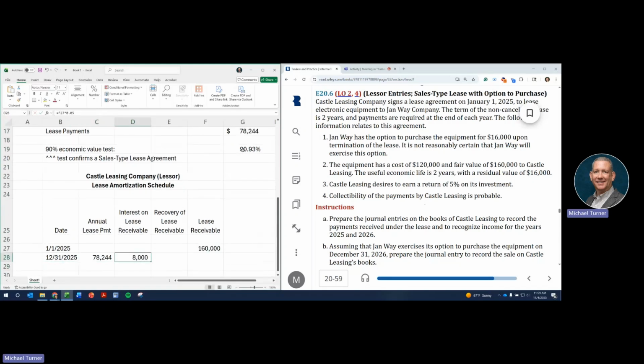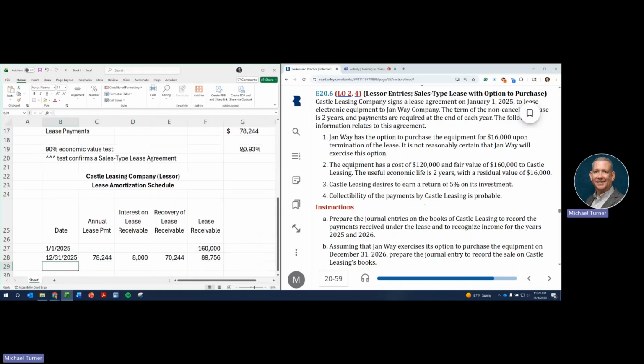And so that's $8,000. Then the recovery of the lease receivable will be the difference between the payment and what was allocated to interest. And so $78,244 minus the $8,000 that's allocated to the interest on the lease leaves us with $70,244, which is the reduction of the lease receivable. So lease receivable was $160,000. Subtract out the amount that is allocated to the lease from the payment, leaves us with $89,756.